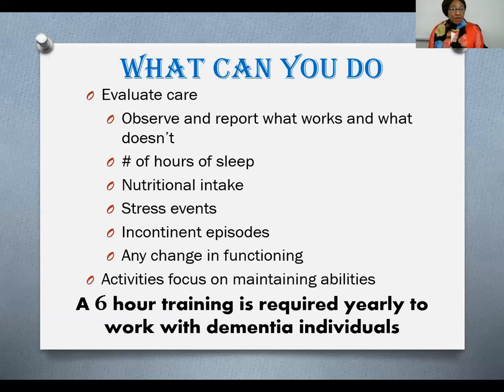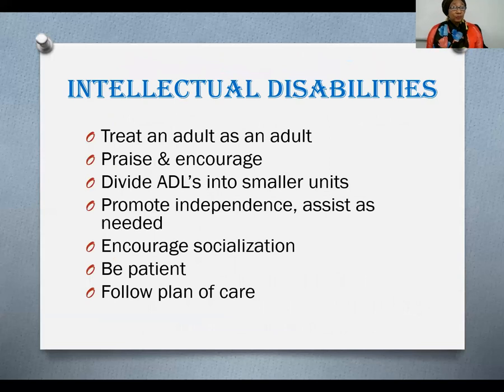A 6-hour training is required yearly to work with dementia individuals. So this is all with the individual facility where you'll be working. Every year you will have to do a dementia training. So if there are updates, if there are changes, you get to know about that. Treat an adult as an adult, praise and encourage.